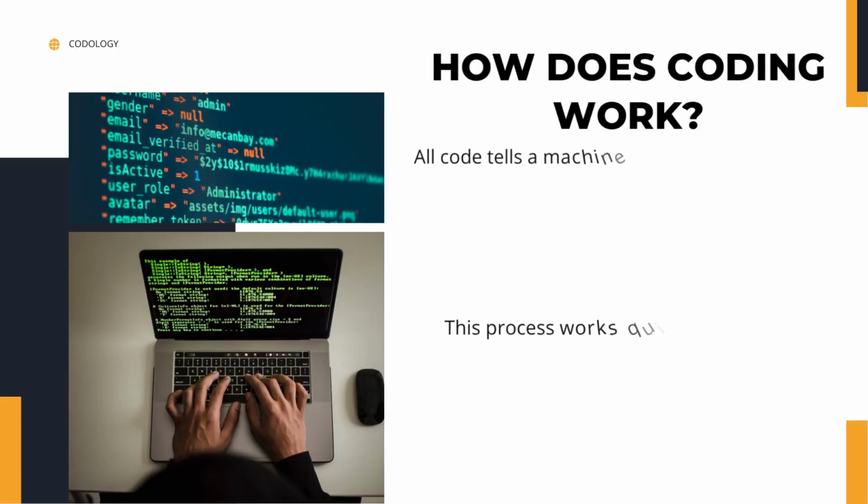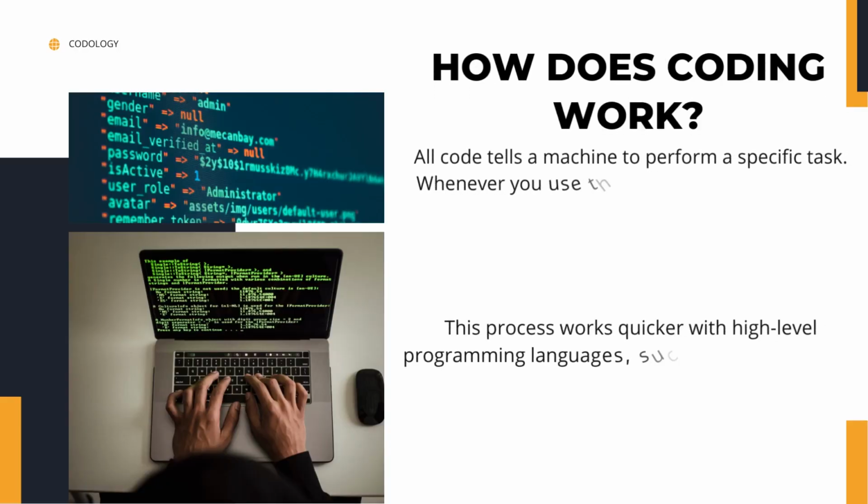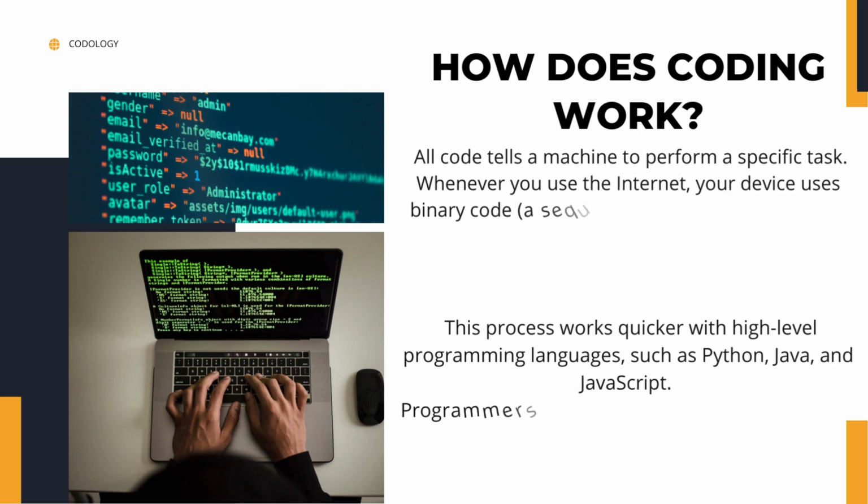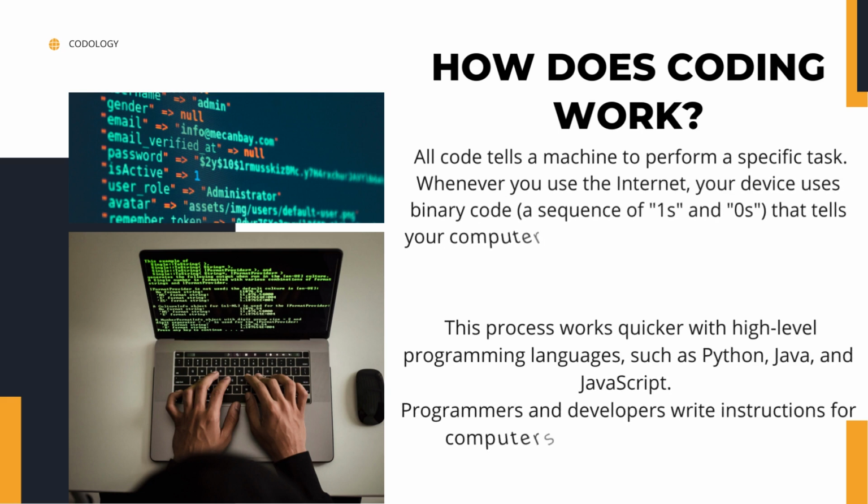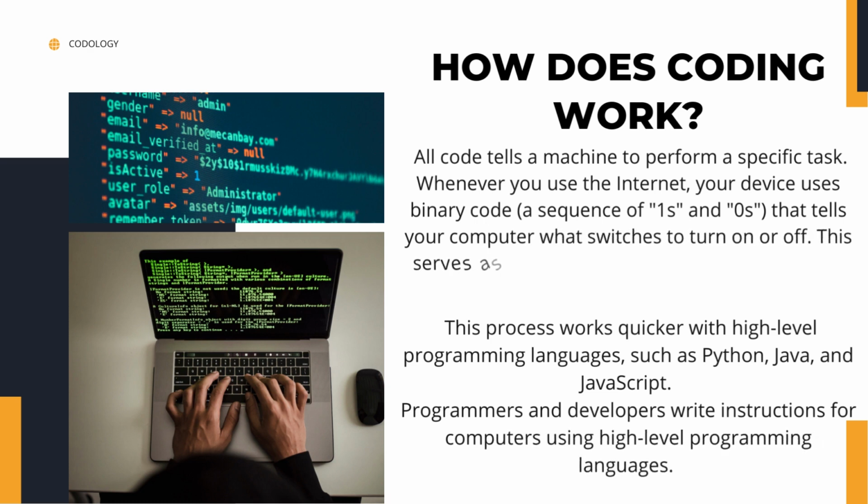How does coding work? All code tells a machine to perform a specific task. Whenever you use the internet, your device uses binary code that tells your computer which switches to turn on or off. This serves as a reliable way to store data and process information. This process works quicker with high-level programming languages, such as Python, Java, and JavaScript. Each programming language serves a different purpose, but they all take code that reflects human speech and translate it into machine code, or a low-level language. Programmers and developers write instructions for computers using high-level programming languages.